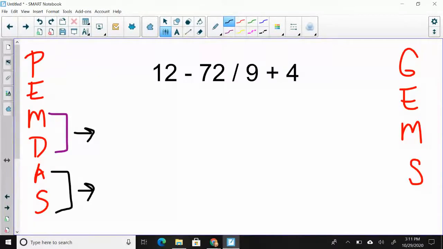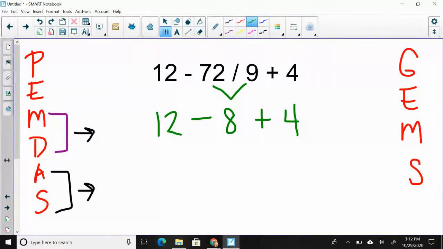Okay, so we have 12 minus 72 divided by 9, or you could say 72 ninths plus 4. So we do not have anything in parentheses or groups, so we need to figure out what 72 ninths is, or what 72 divided by 9 is, and that is going to be 8. And then we have 12 minus 8, and then plus 4. So this is my new expression. I now have 12 minus 8 plus 4.